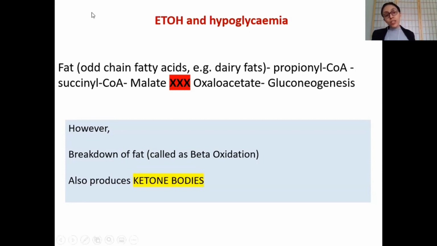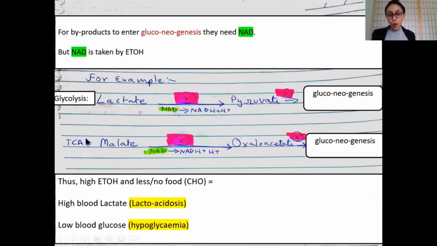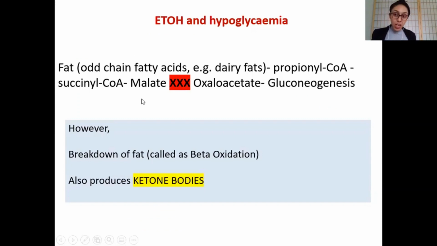So now coming back to the point, you have fat which is broken down into propionyl CoA into succinyl CoA into malate, and now you know what can happen. Malate can be converted to oxaloacetate, okay? But can malate be converted to oxaloacetate? Unfortunately, no, because we don't have that NAD, okay? So gluconeogenesis cannot take place. So this is how fat is converted into a carbon skeleton at the end, and the carbon skeleton can then enter gluconeogenesis.